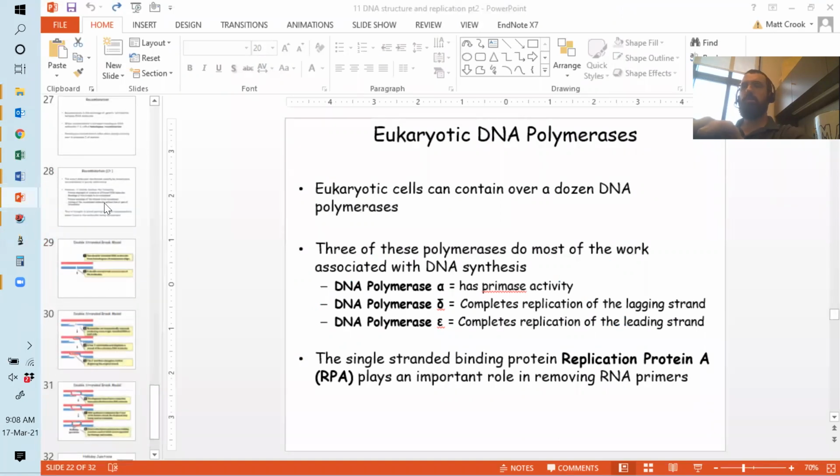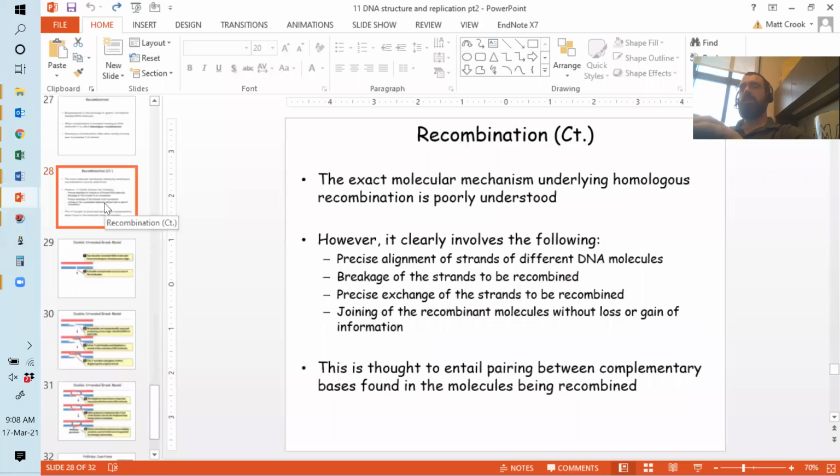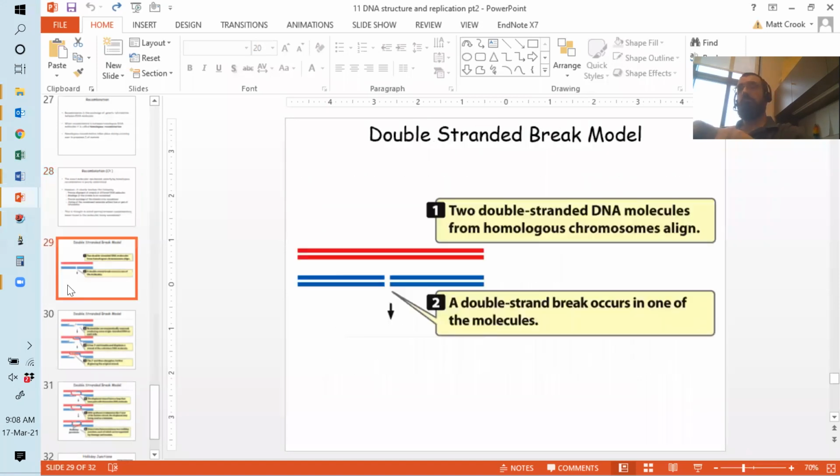Okay, so we talked about recombination essentially occurring in meiosis 1, specifically prophase 1, when you have your fully replicated homologous chromosomes lining up. But also it can occur in dividing cells when double-stranded breaks occur. And double-stranded breaks are pretty literal: it's when both backbones of the DNA are broken, typically in the same place.